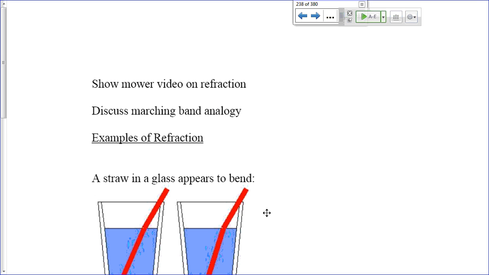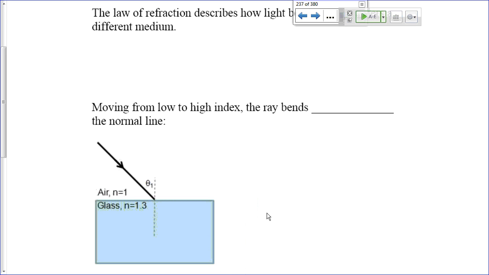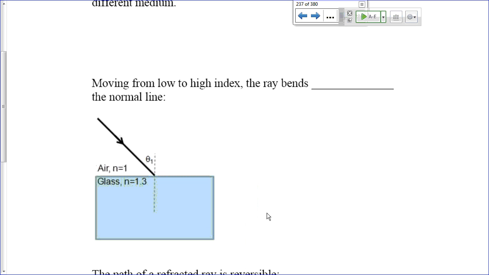Here we were talking about that whole marching band analogy bit. So you imagine these wave fronts that are traveling along, and then when the light enters a medium, it slows down on this side, and then this side keeps going faster, so it's like it bends around. These wave fronts will bend as well, and so you can draw the ray like that. And then the reverse happens if you're going from a high index to a low index.